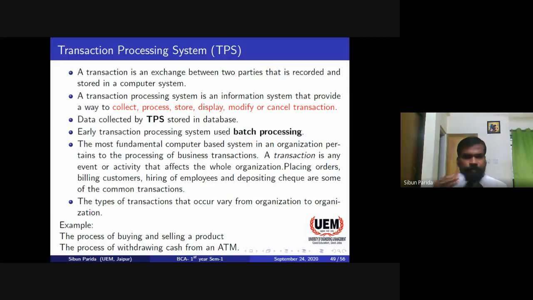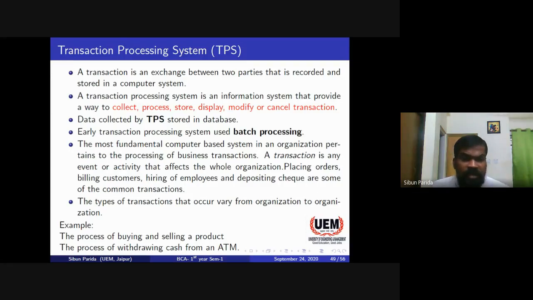Placing orders, billing customers, hiring of employees, and depositing checks are some of the common transactions. The types of transactions that occur vary from organization to organization. It is not necessary that the same transactions are going on in a bank, an insurance office, or an IT company. So transactions vary depending upon the organization.